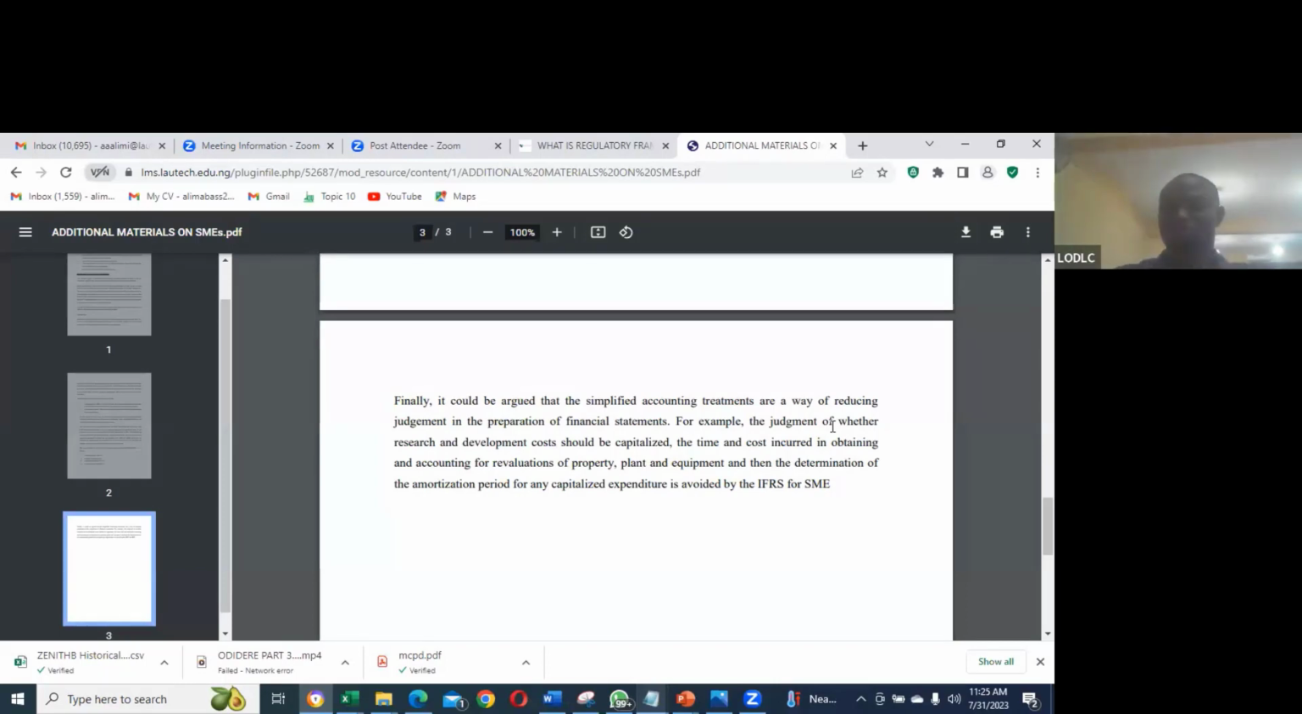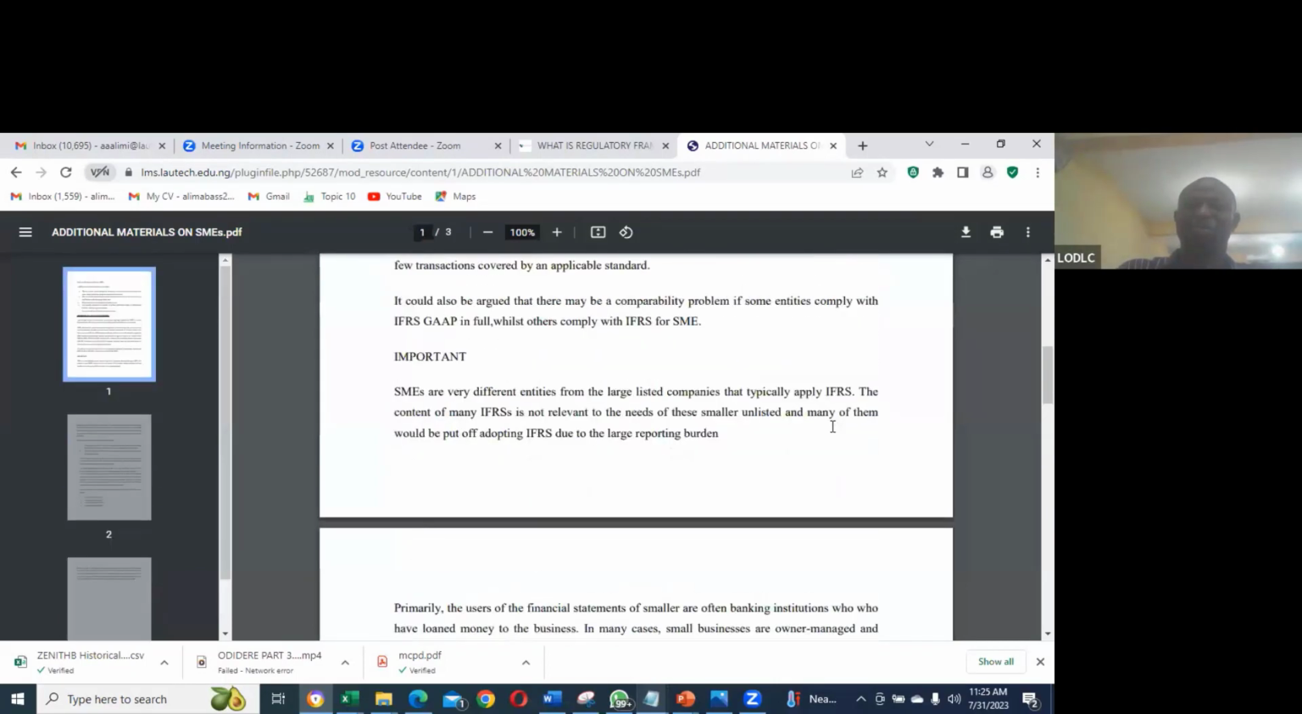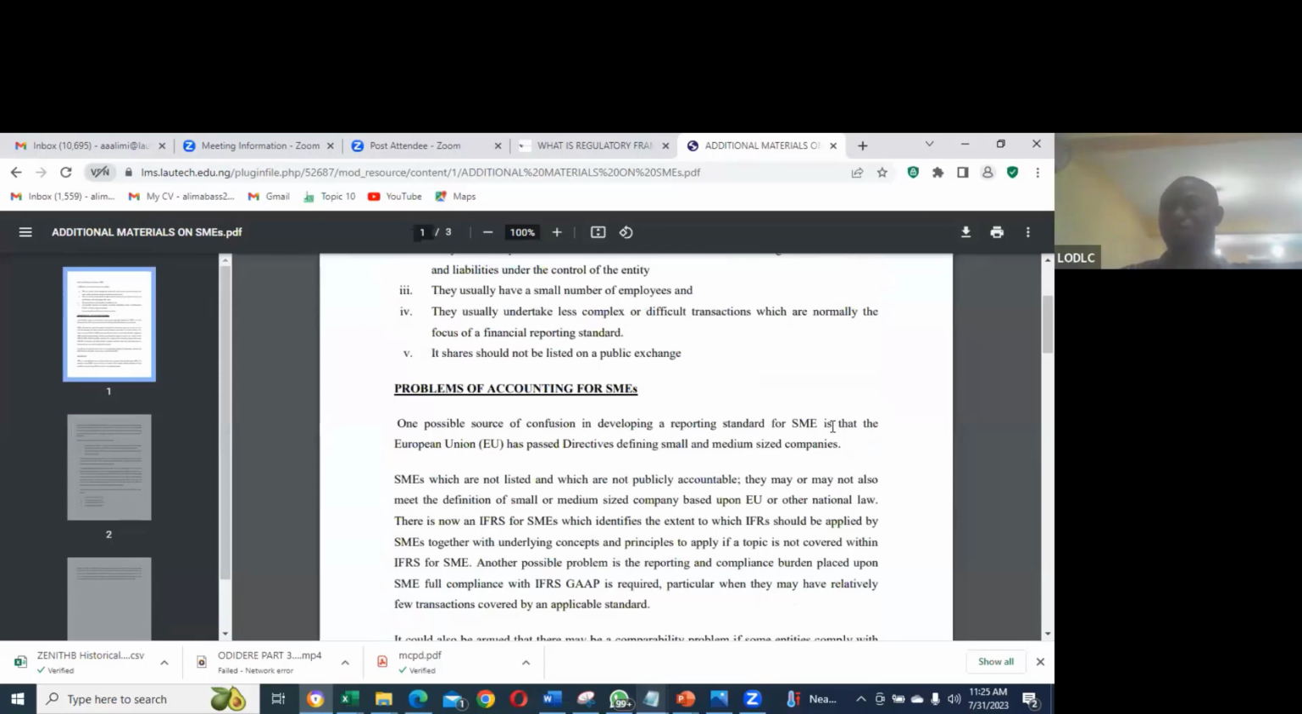So what they are trying to tell us here is that there should be a particular case for IFRS for SMEs, because they don't engage in complex or difficult transactions. So we should not expect them to apply full IFRS.